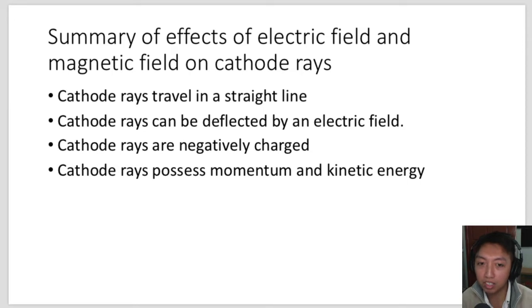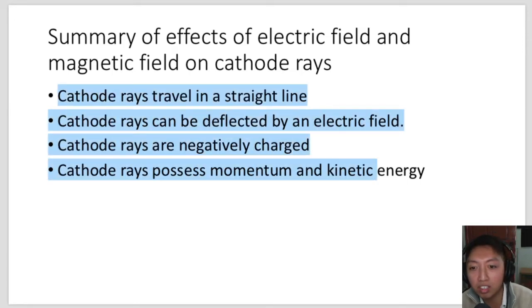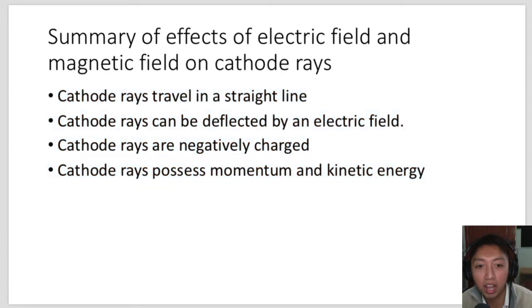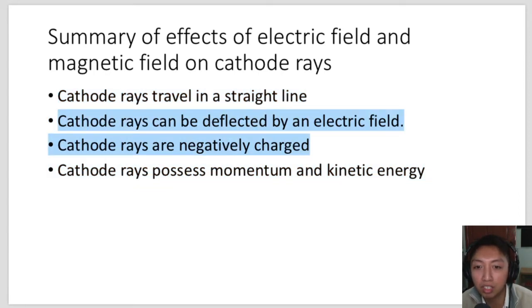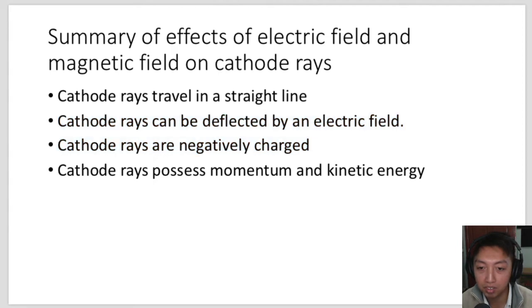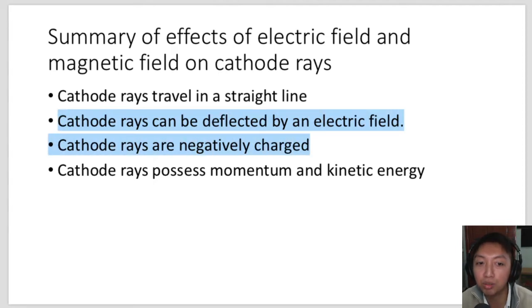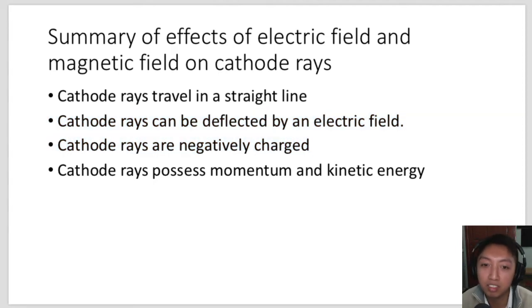So some very interesting things. Because of all of these things, and especially these two, that cathode rays can be deflected by an electric field and that cathode rays are negatively charged, all these things helped us to understand what electrons are, because remember, cathode rays are basically an electron beam. You're basically shooting a ray of electrons.